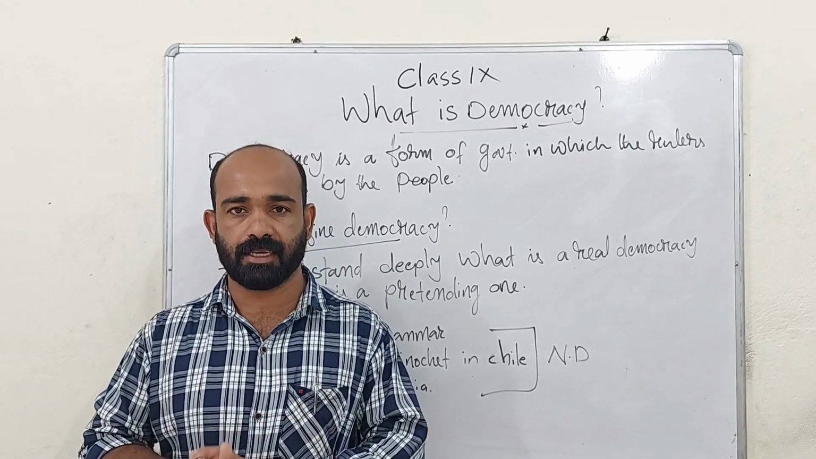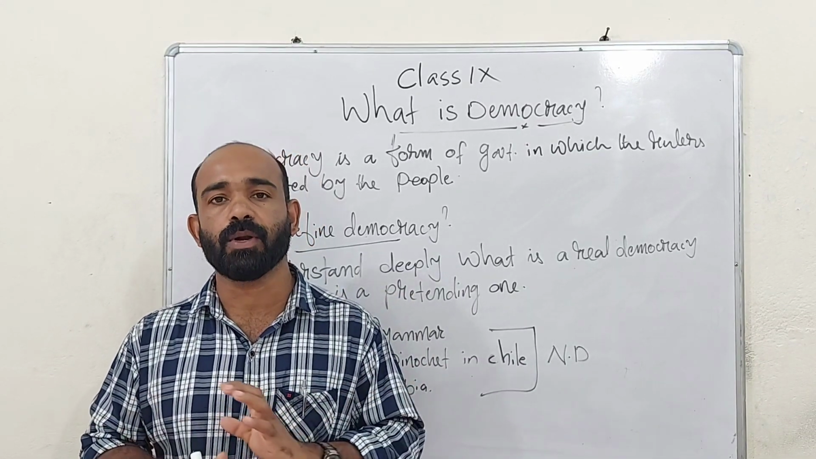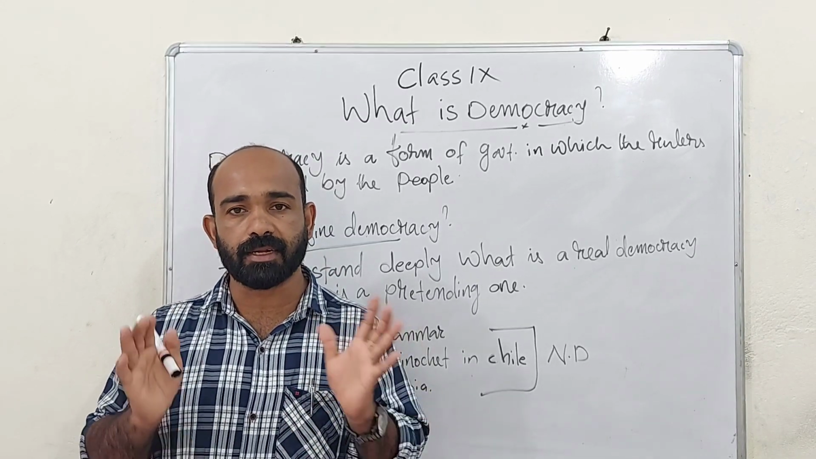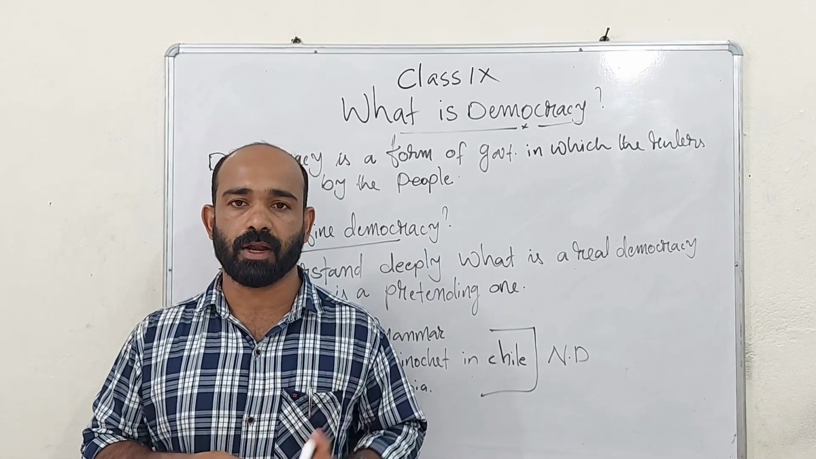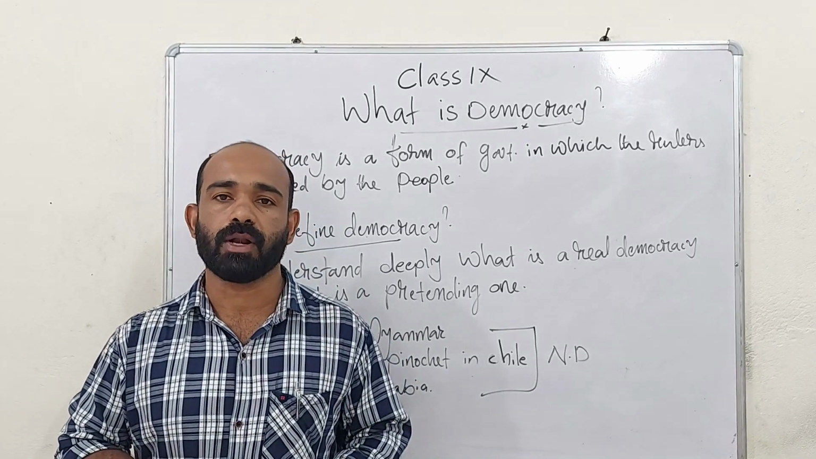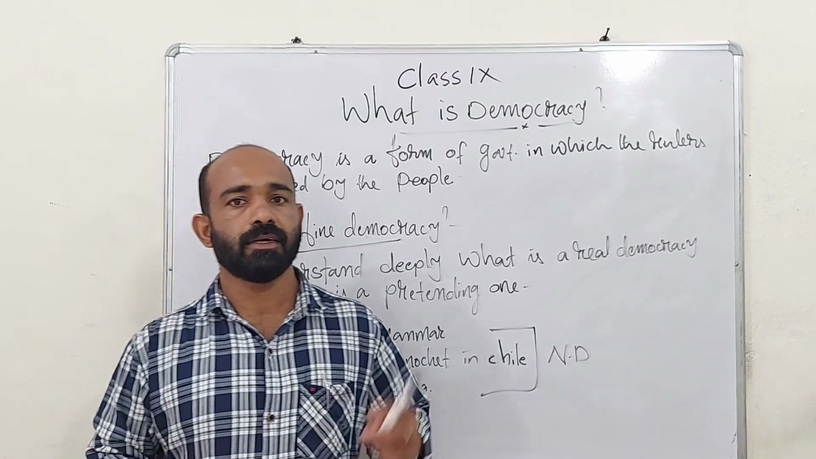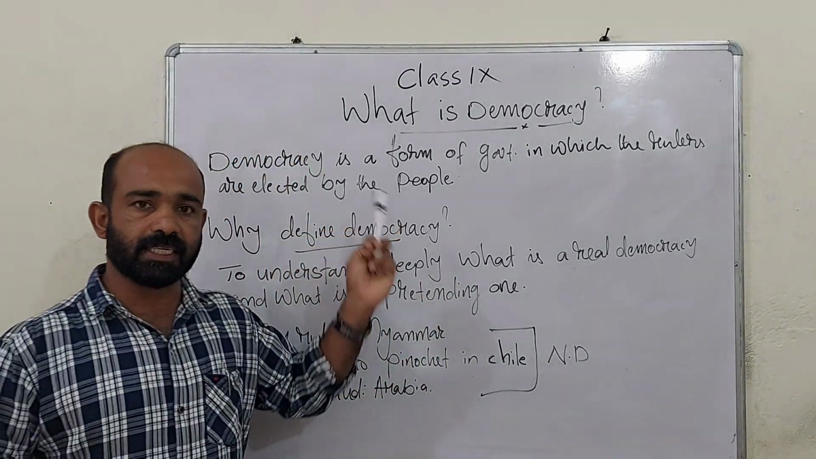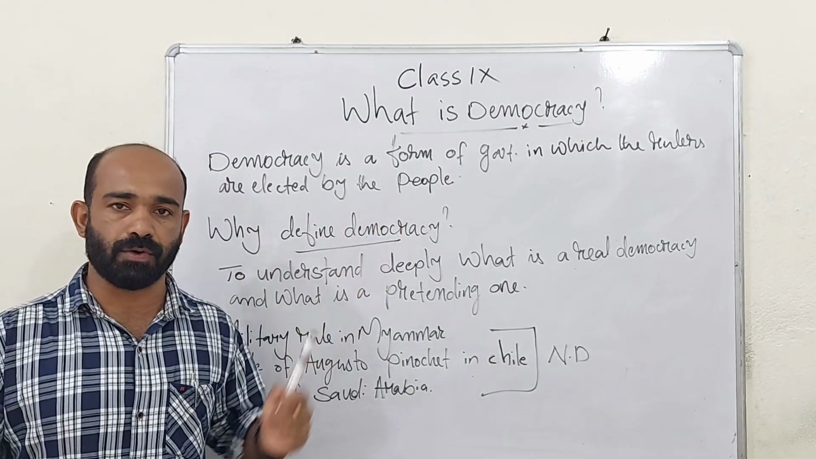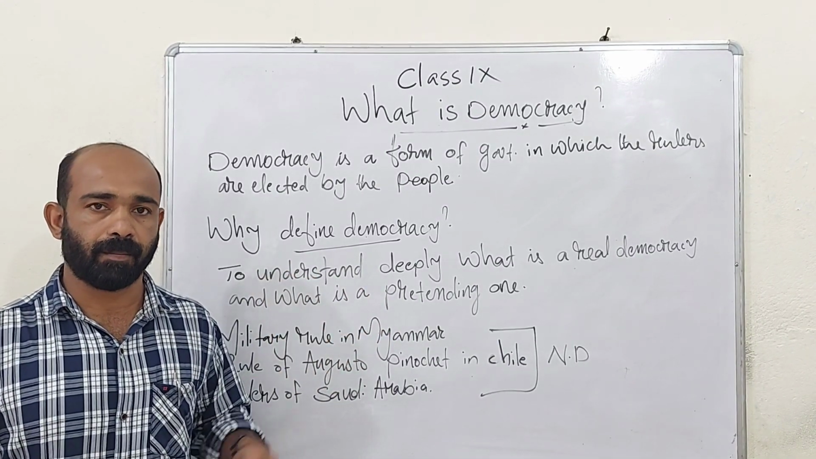Very easily we can understand what a democratic form of government is and what a non-democratic form of government is. We used to say that all elected governments are democratic forms of government, and all non-elected governments are non-democratic forms of government. So, with this definition, we can clearly understand what a democracy is. Democracy is a form of government in which the rulers are elected by the people.